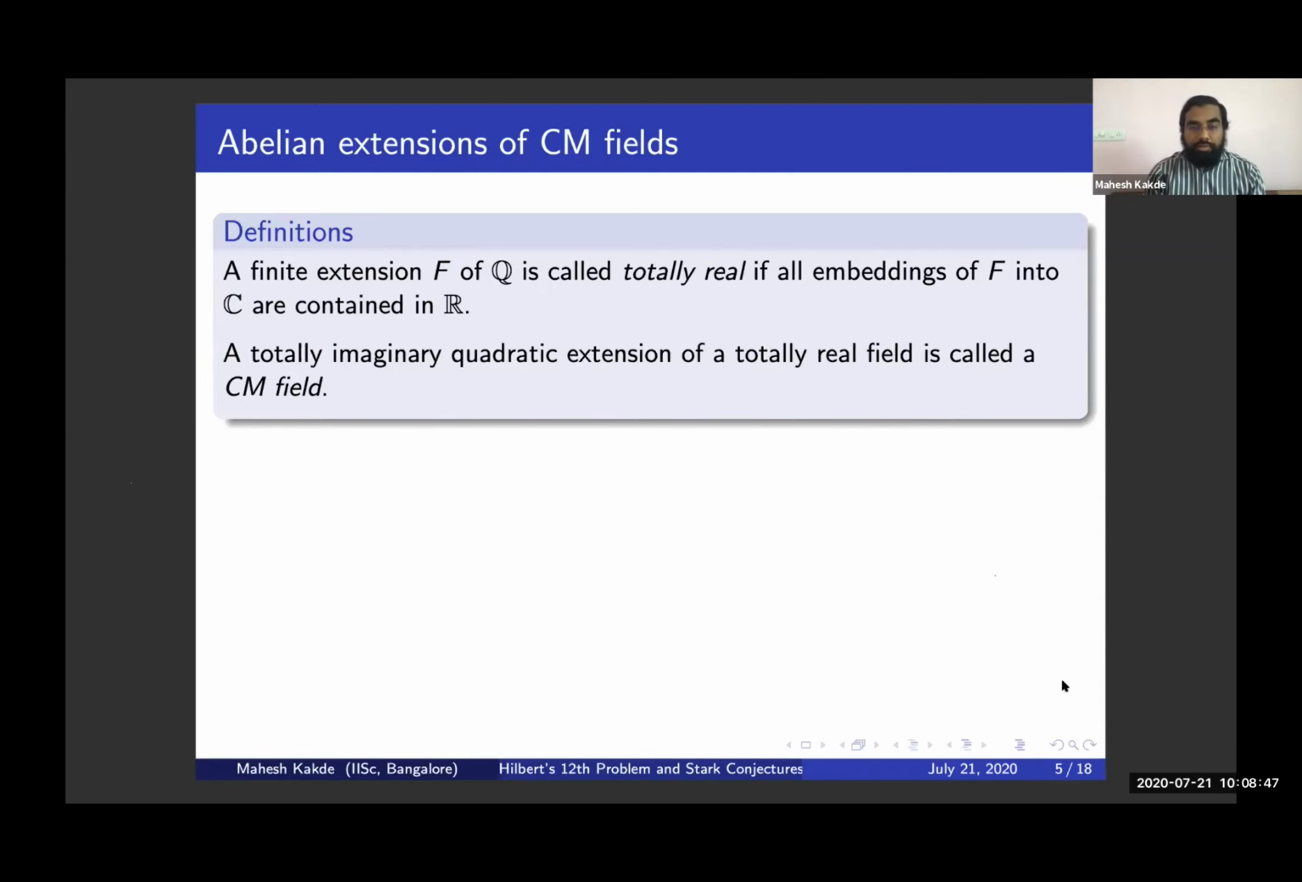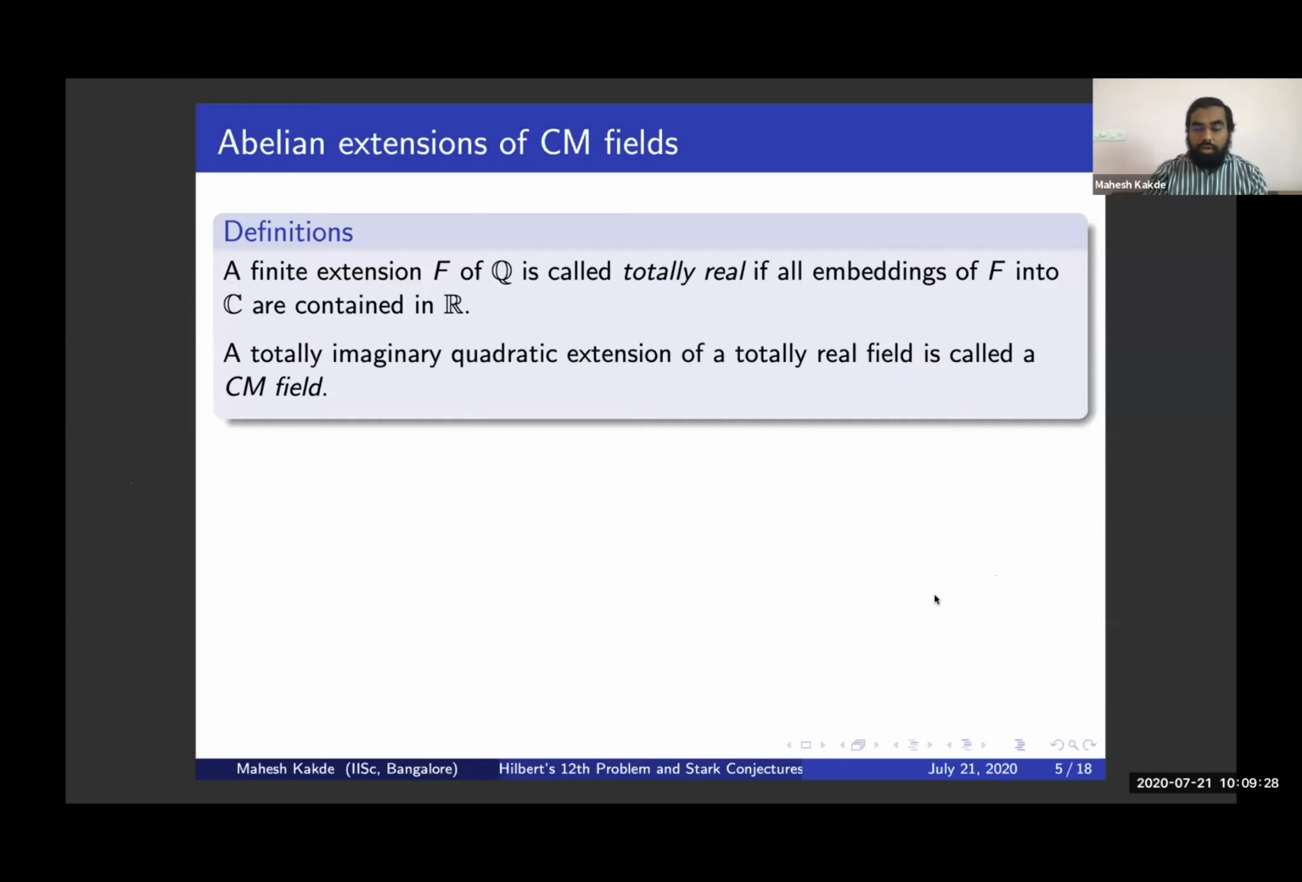So that's a totally real field, just what you would imagine it to be. And a CM field is a totally imaginary quadratic extension of a totally real field. So what you do is you take a totally odd, totally negative element of a totally real field. So you have all the embeddings of your field F into R, and you take an element of F such that in each embedding it's a negative element. So that's a totally odd element, and you adjoin its square root. So that gives you a CM field. Okay, so these are all the CM fields.